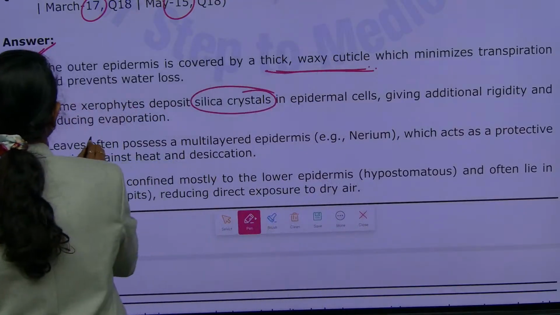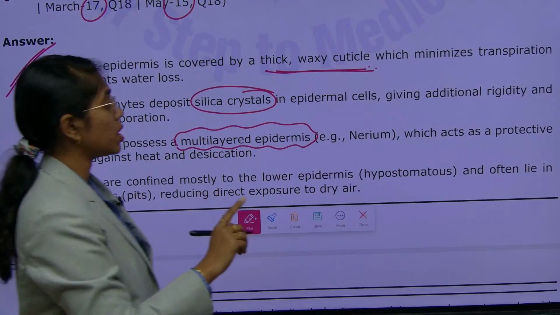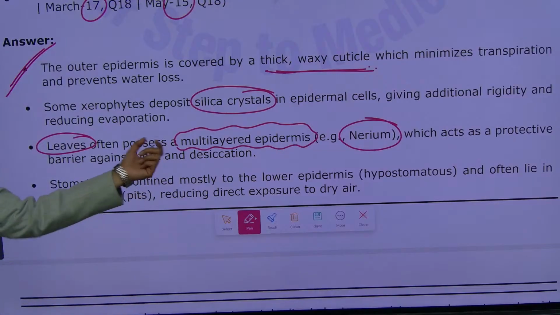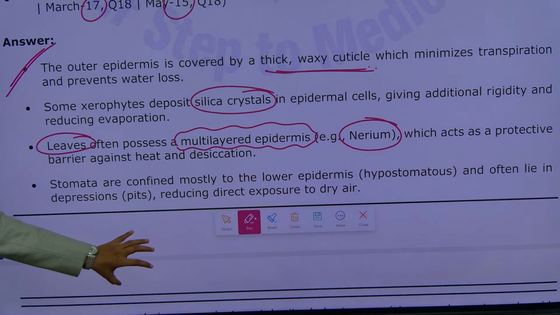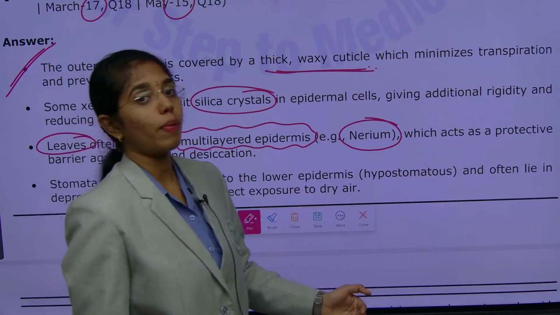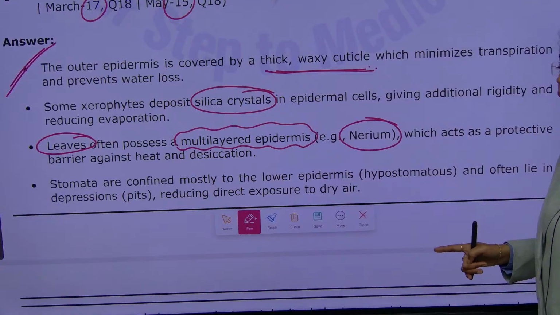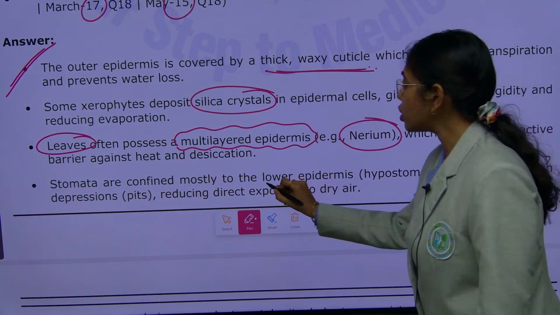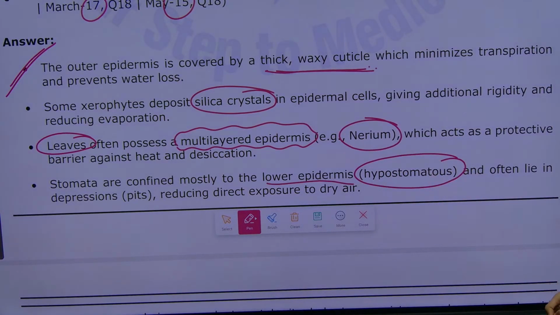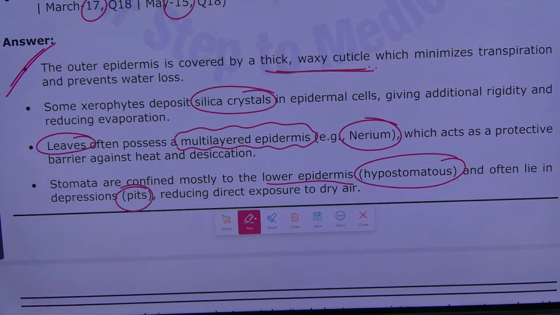Next, leaves possess a multi-layered epidermis. Multi-layered epidermis is observed in Nerium, which acts as a protective barrier against heat and desiccation. Next, stomata are confined mostly to the lower epidermis. In hydrophytes, it is epistomatous, where stomata are on the upper surface of the leaf. In xerophytes, it is hypostomatous, where stomata are mostly confined to the lower epidermis, and often they lie in depressions, which are pits. This reduces direct exposure to dry air.